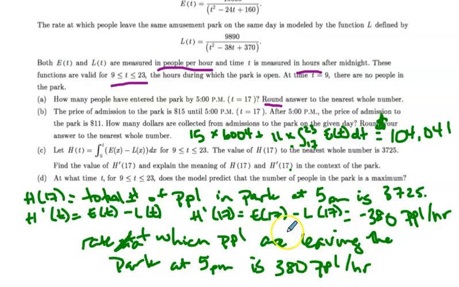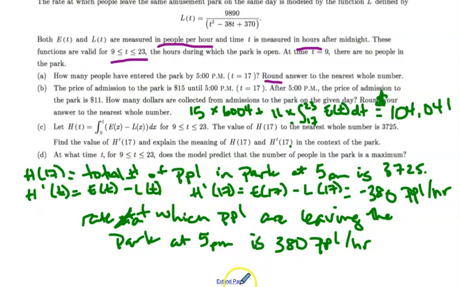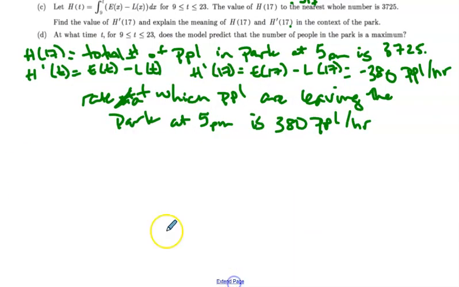All right, part D. At what time on the interval from 9 to 23 does the model predict that the number of people in the park is at a maximum? So all of a sudden, here we are at our candidates test. So let's think about what we're doing here. We want to know when the number of people in the park is at a maximum. Well, we already know that H represents the total number of people in the park.